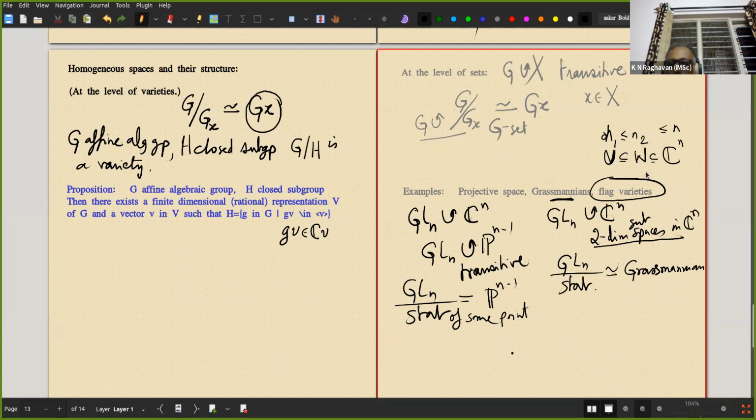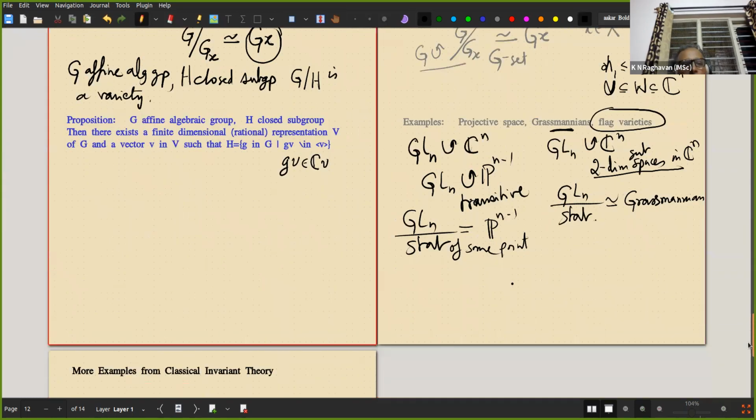And you can again get such objects as homogeneous spaces for GLN. In other words, GLN modulo some subgroup will be isomorphic to those objects. These are called flag varieties. Okay.